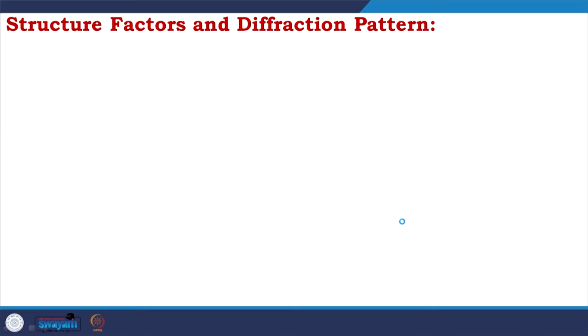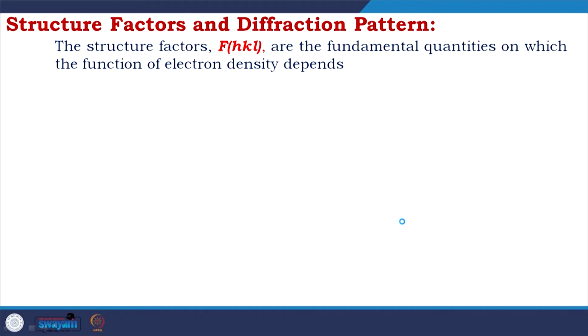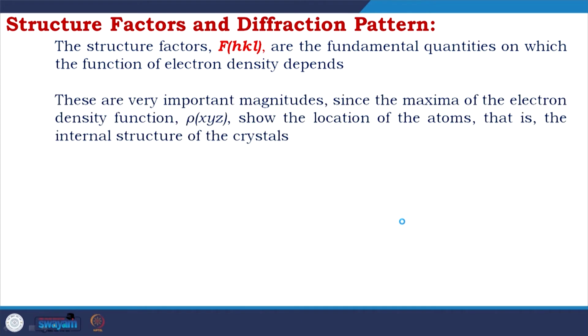If you see the structure factor and the diffraction pattern, the structure factors F(HKL) are the fundamental quantities on which the function of electron density depends. These are very important magnitudes, since the maxima of the electron density function rho(x, y, z) show the location of the atoms, that is the internal structure of the crystal. So, if you get the electron density function, you could get the entire information of the crystal.